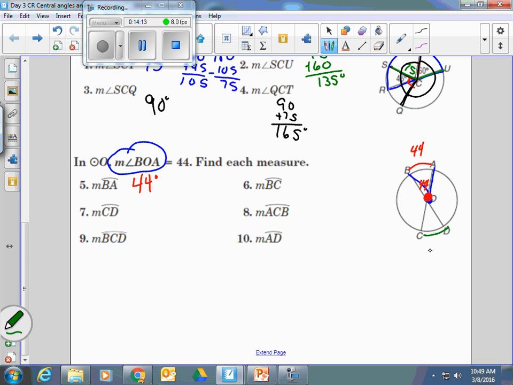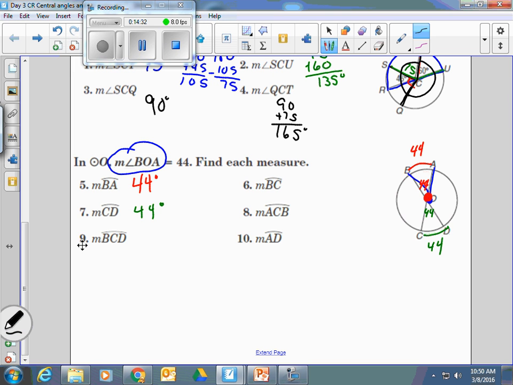How do you know it's the same? Opposite interior angles. It's vertical. Very good. These angles right here are across from each other. These are 44 degrees. It goes to the center, which means that this arc right here would be 44 degrees. Excellent job.